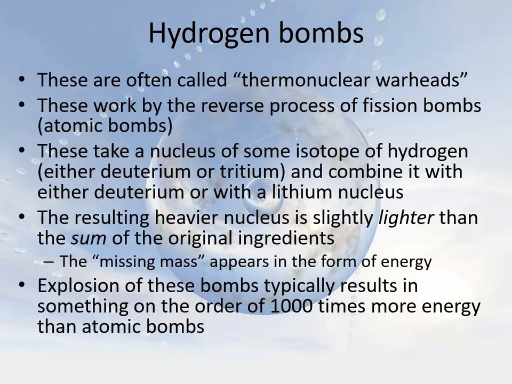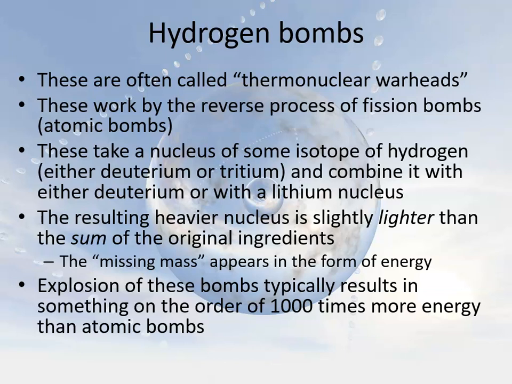Now, you can also get something much more powerful than this in the form of a hydrogen bomb, where you use a fission bomb, an atomic bomb, to create the necessary heat and pressure to compress together and energize deuterium nuclei combined with lithium nuclei, or deuterium with tritium, that sort of thing, to release energy by turning something that is light into something that is heavy. But the thing that's heavy is actually a little bit lighter than the total stuff that was light that went into it, and that missing mass appears in the form of energy.